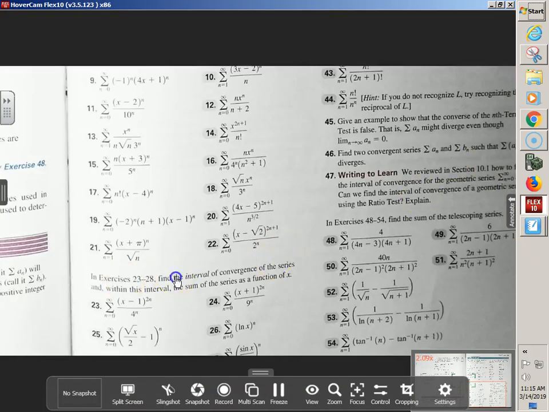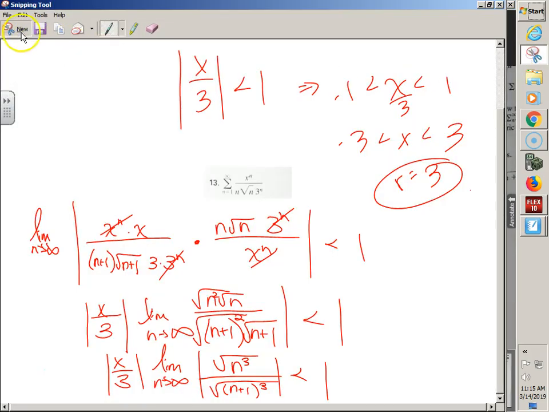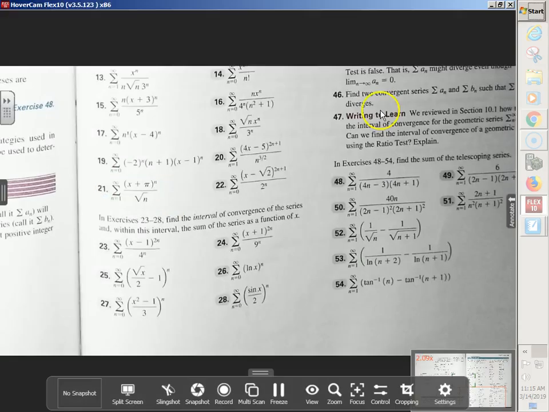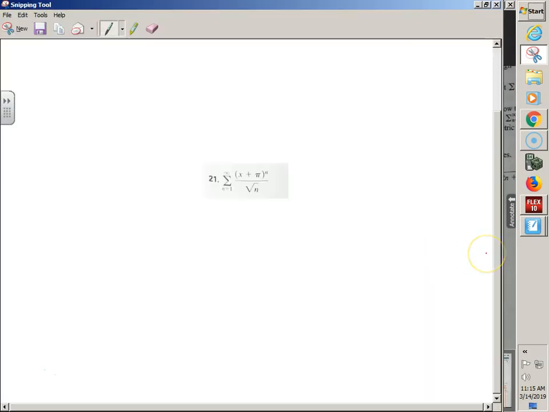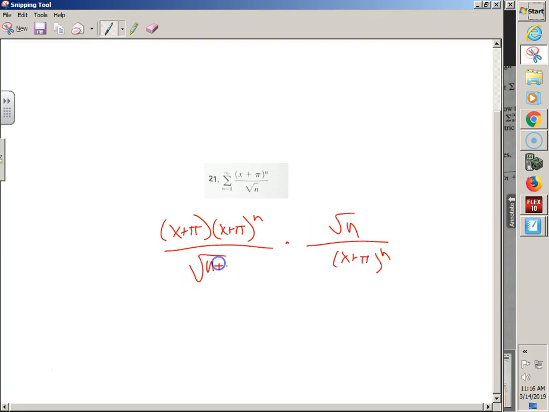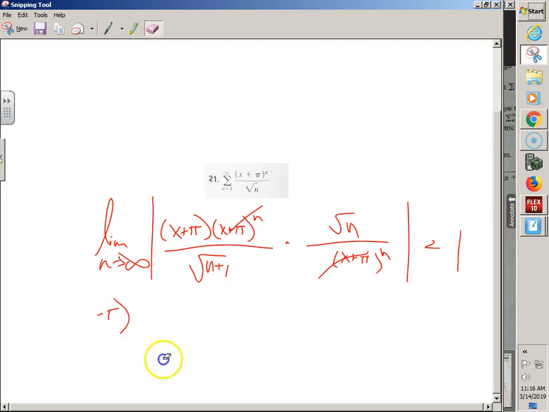Maggie, number 21. So I got to the final steps and everything. Okay, and what'd you get down to? I got r equals 1 plus pi, but the answer is just r equals 1. Ooh. So it's an x plus pi. So I got the limit, and the limit equals 1 times the absolute value of x plus pi. Sorry, it should be absolute value.